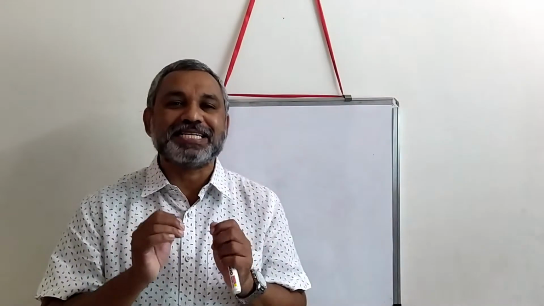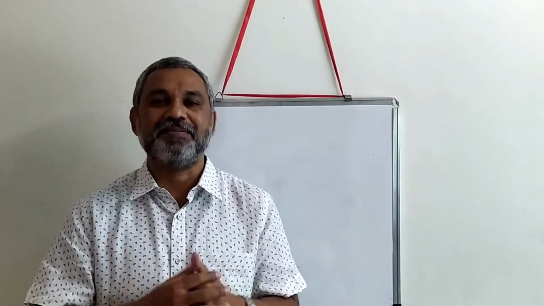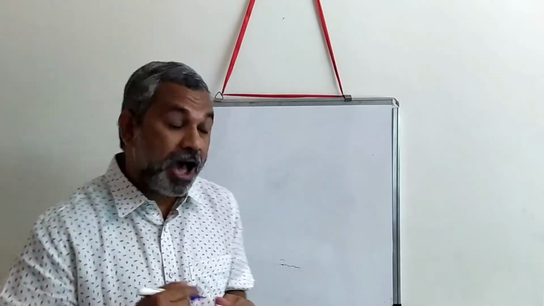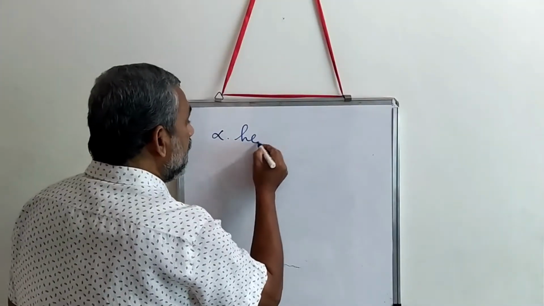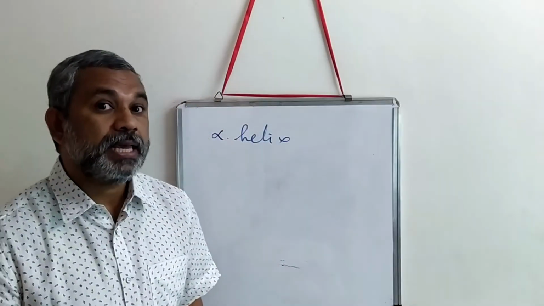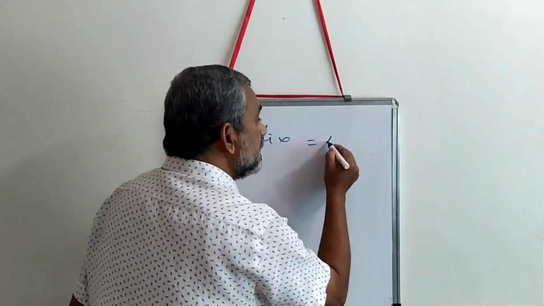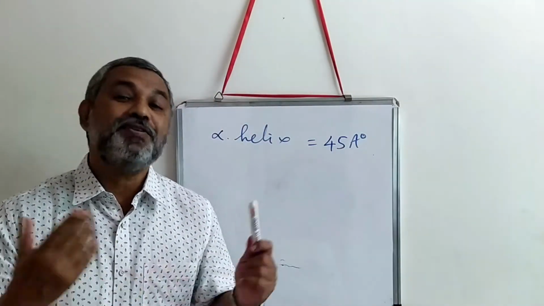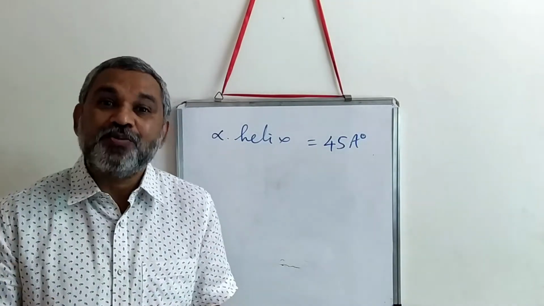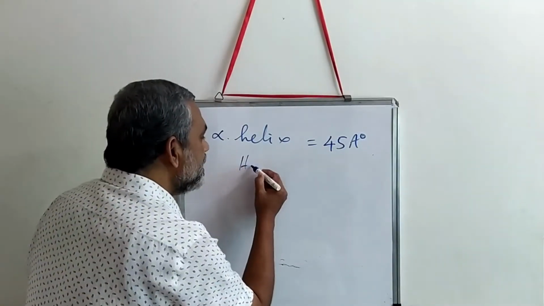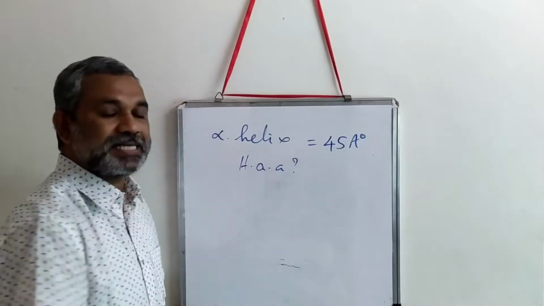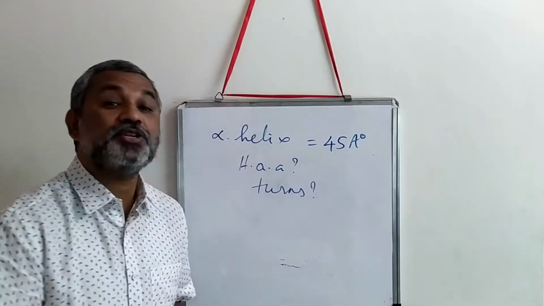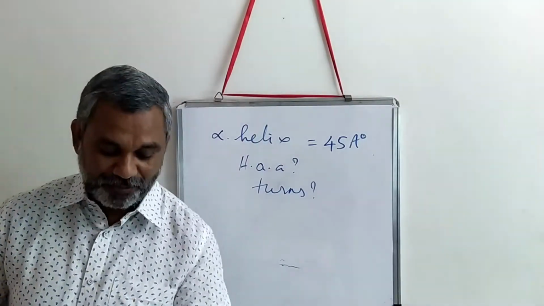Let us deal with a very interesting problem that can come up in examinations. For example, you are given an alpha helix structure, and the length of the alpha helix is, let us say, 45 Angstrom. We want to find out how many amino acids are present, or how many turns. So these are the 2 points that we are going to discuss now.